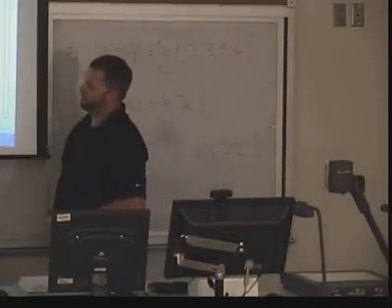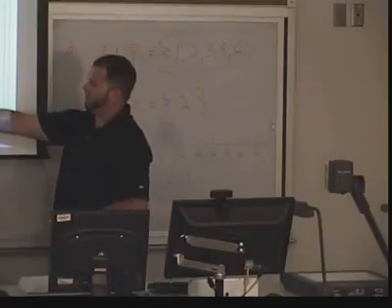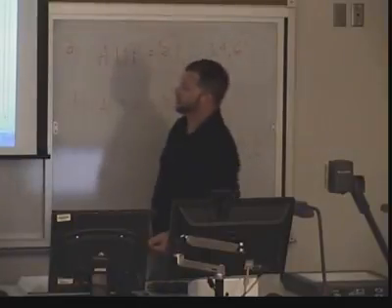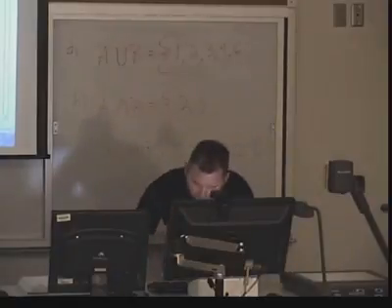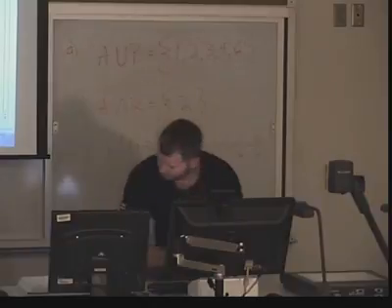And then the union of the events is E1, E2, E3, E4, E5, and E6. And the intersection is just E1 and E2.